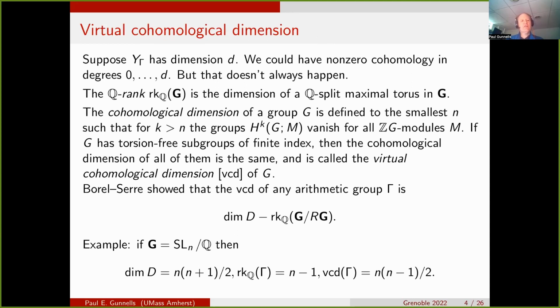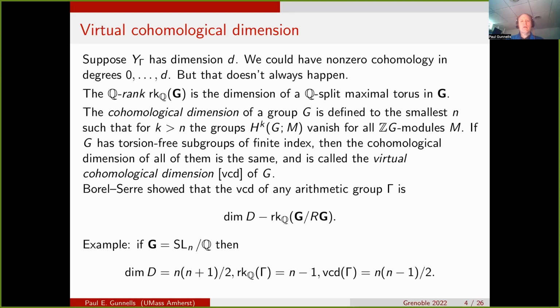So we're going to define the Q rank to be the dimension of a Q-split maximal torus in G. So for SL_n, for example, the biggest torus you can have, the Q-split torus, is going to be (Q cross)^(n-1). So the Q rank in that case is going to be n-1. For SL2, it's 1, and so on.